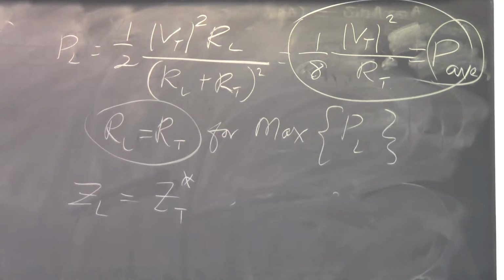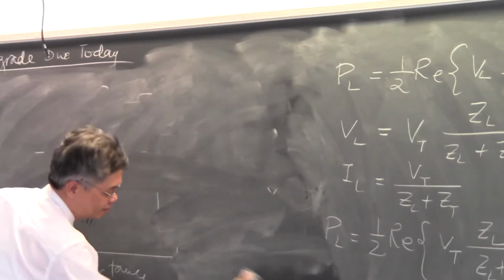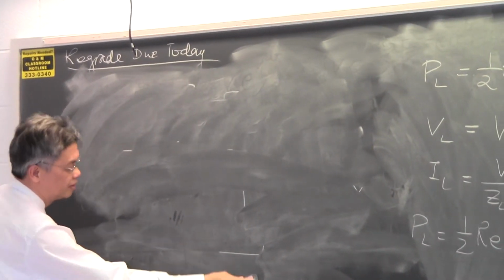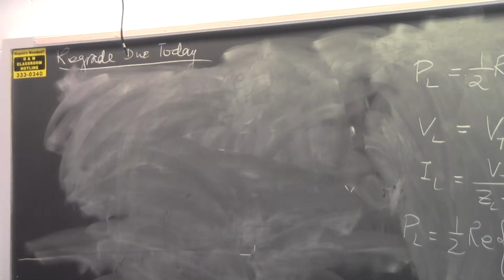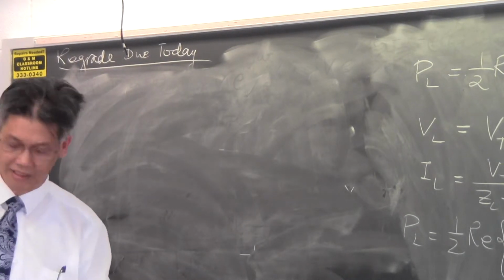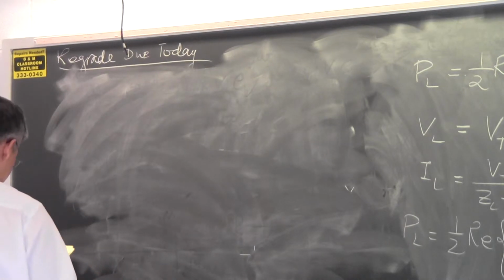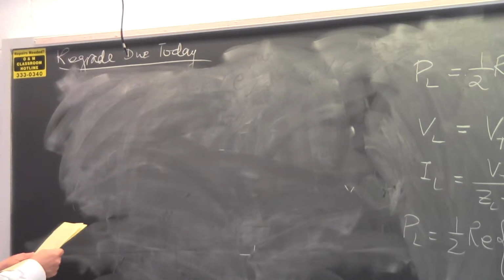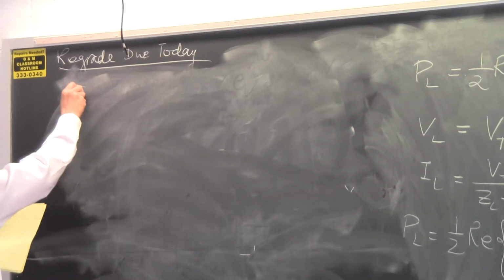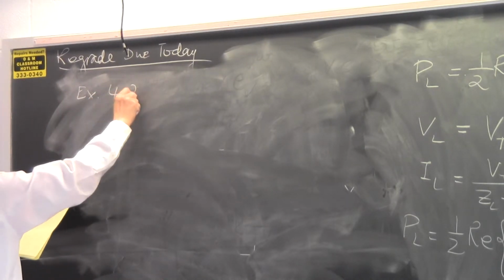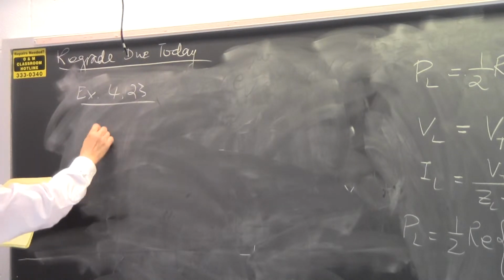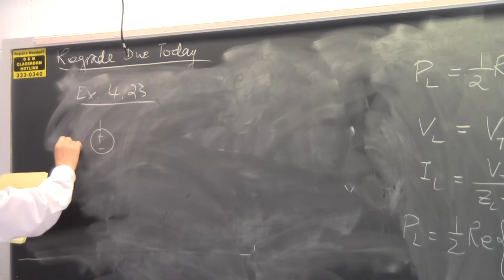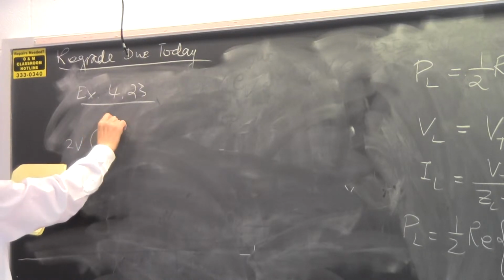Okay, and maybe we have time to do one example. I don't think I can do all the examples in the textbook, but let's just do one example. Let me see how much time I have left. I have some time left. Okay, example 4.23. If I do example 4.23, find the maximum power available from this circuit.